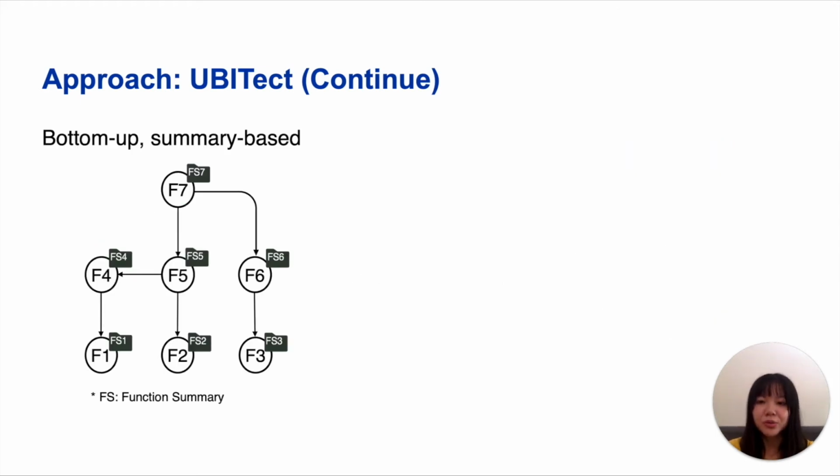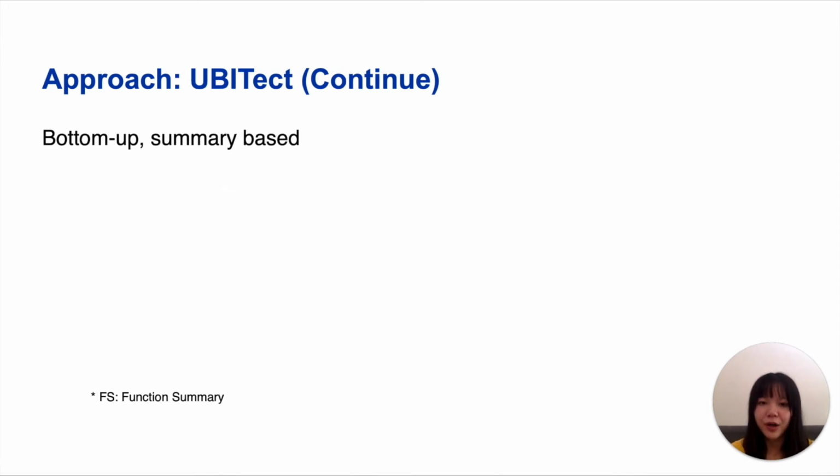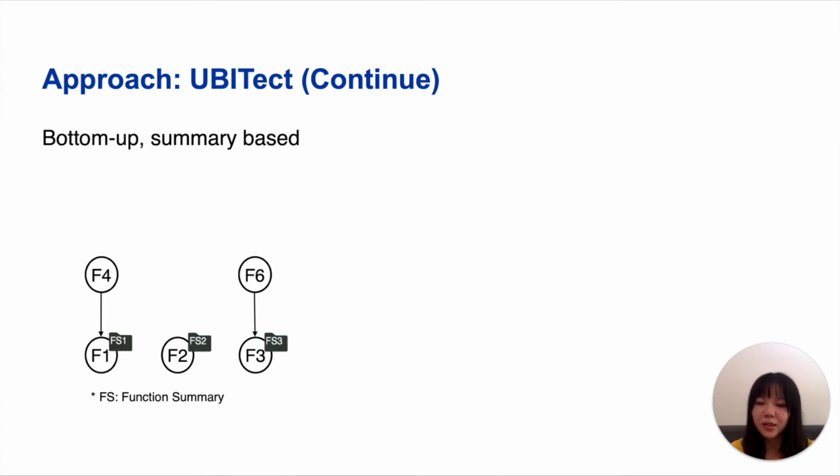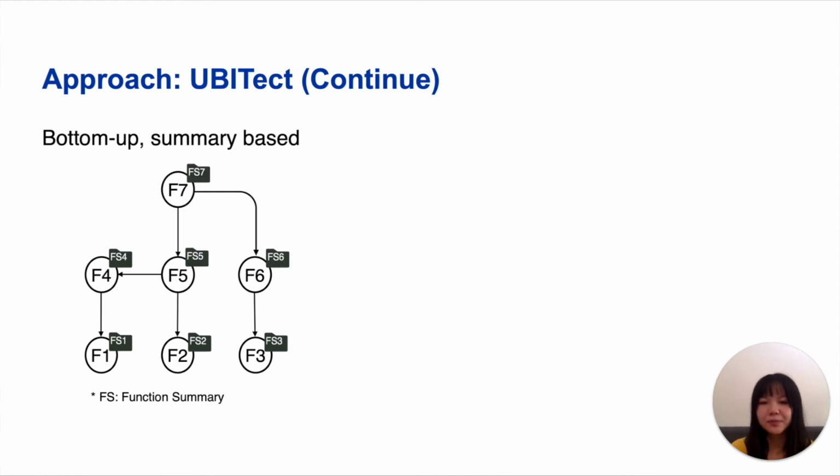Next key approach we use is bottom-up style, summary-based analysis. First, we compute the global call graph, and start from the leaf function, we do analysis and summary. Later, when we analyze the caller, instead of analyzing the callee function again, we refer to the summary and understand what will happen to the arguments when we do a function call. This is the bottom-up part.